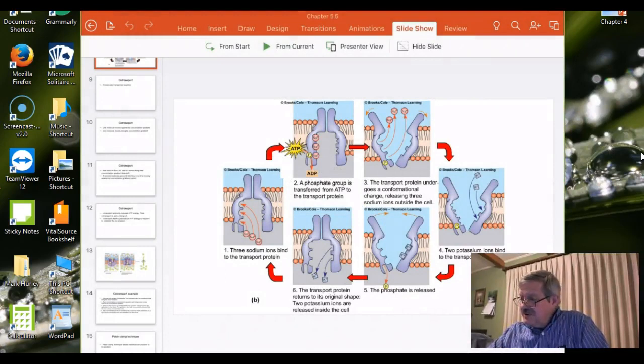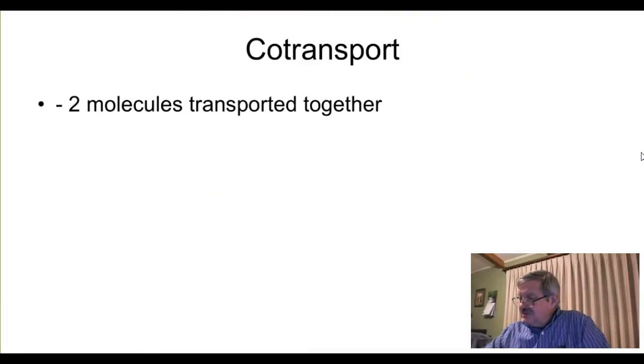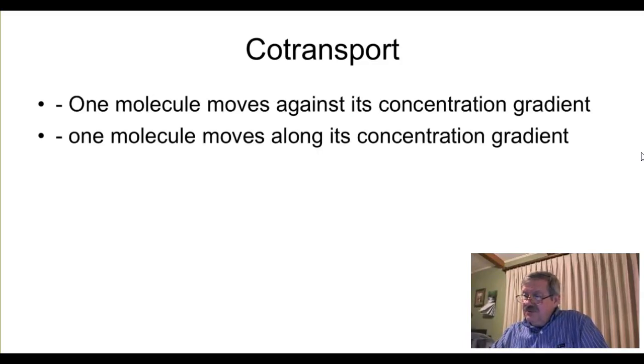Let's go on over here. Well, wait a second. Let's go here. So there we go. Another form of active transport is one called co-transport. This is where two molecules are transported together. And one molecule is transported against its concentration gradient, in other words, uphill. The other molecule is moved along its concentration gradient, essentially downhill.